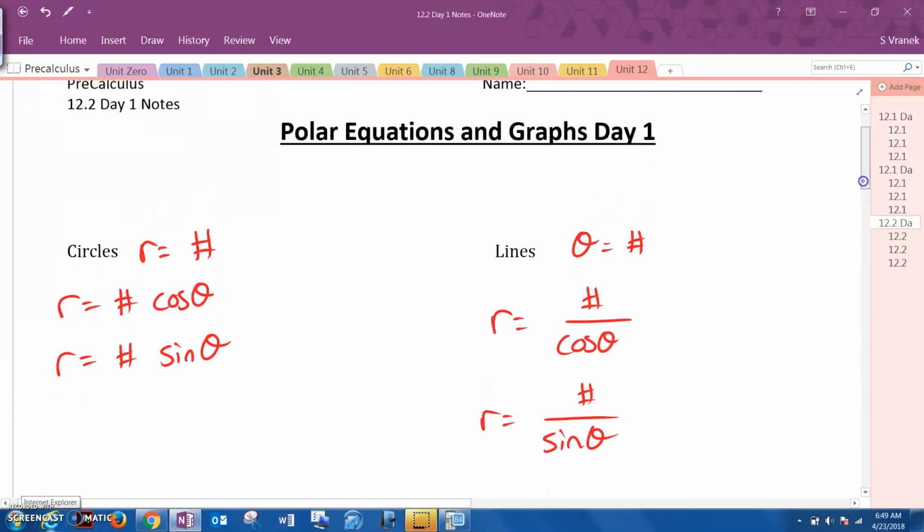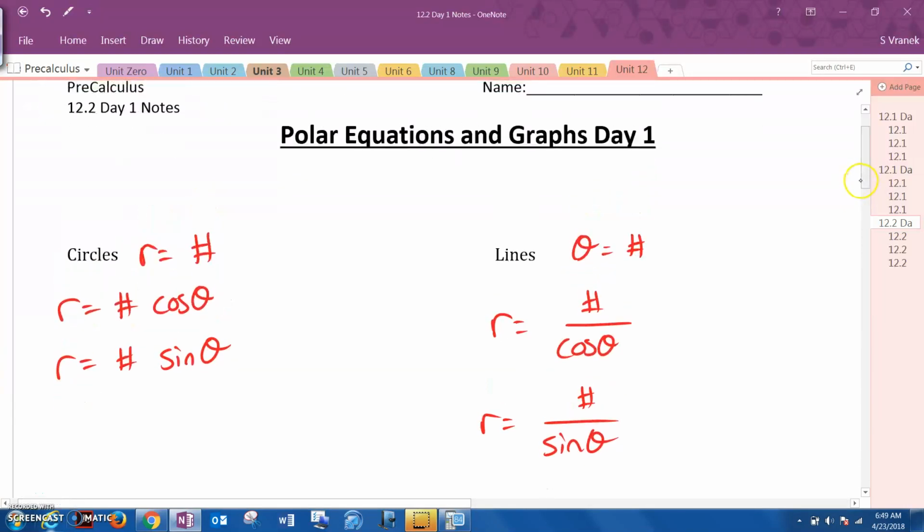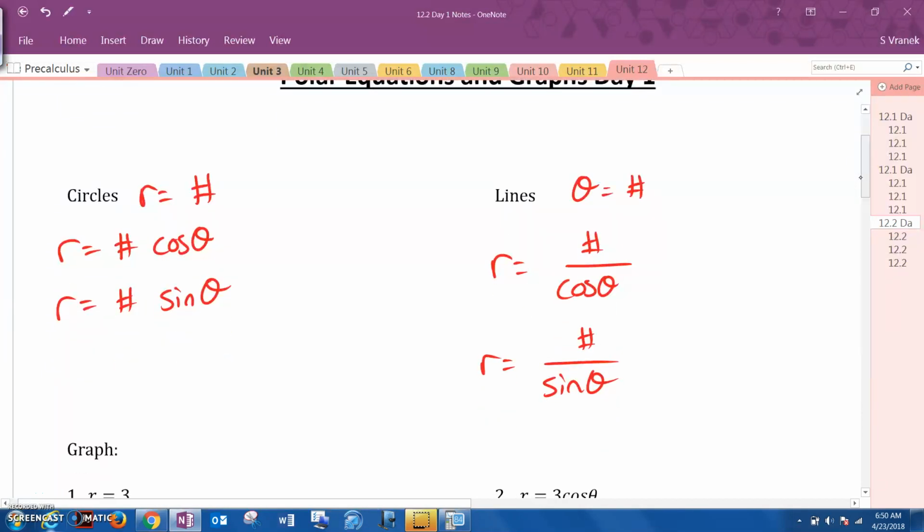Alright class, today we're going to look at polar equations and graphs, the easier ones. So basically we're just going to look at circles and lines today, and circles end up being graphs where you just have r equals a number, or r equals a number and then cosine or sine of theta, and we'll see what happens with those.